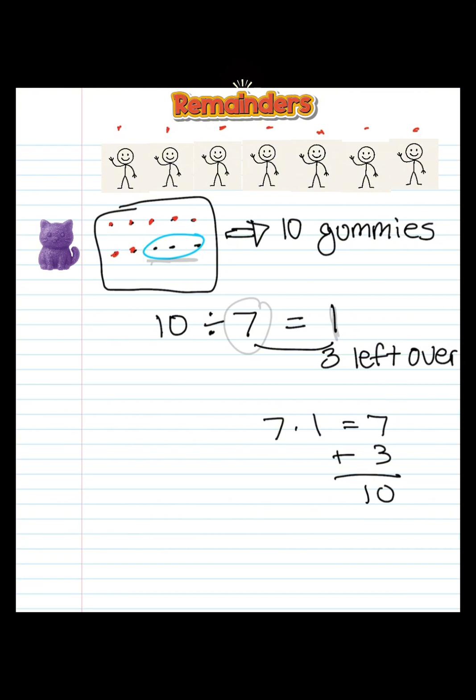So you might come across these kinds of problems where they say, write an equation and determine how many are left over. So that means you divide by your number of groups, which in this case is 7, and you can only do that one time. You can only give each friend 1 gummy, and then you have 3 left over.